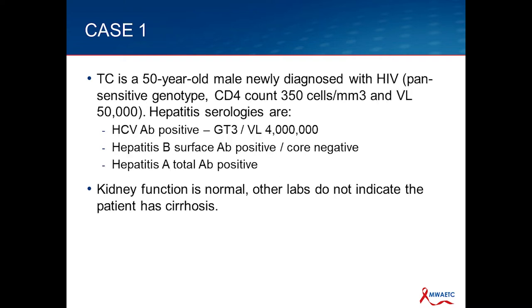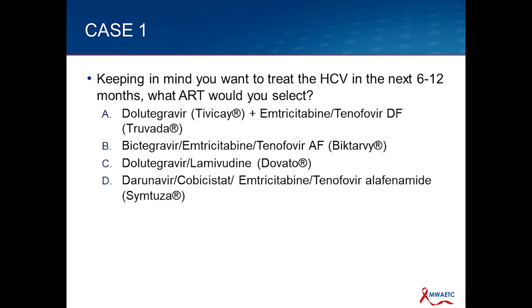We have three cases to emphasize some of these points. The first one is a newly diagnosed 50-year-old male. His HIV is pan-sensitive, CD4 count 350, viral load 50,000 copies. His hep serologies include a positive antibody for Hep C, genotype 3, 4 million copies. Surface antibody positive for Hep B, core negative. His total antibody for A is positive as well. Kidney function test is normal. Otherwise, labs indicate he most likely does not have cirrhosis. So keeping this in mind, and understanding that you want to treat the hepatitis C at some point in the next 6 to 12 months, what would you select for an antiretroviral regimen?